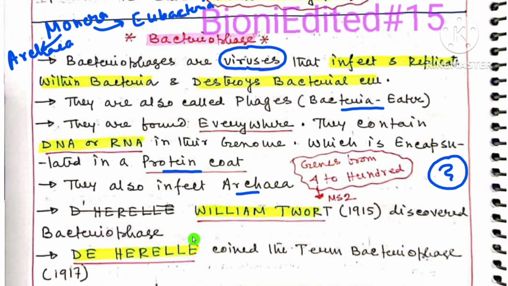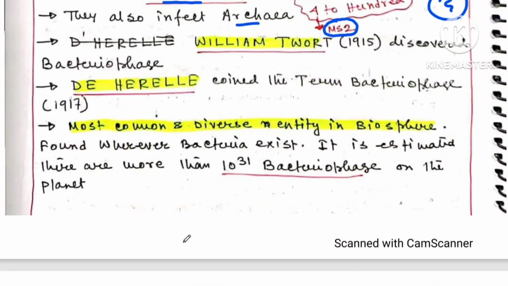Who first discovered bacteriophage? William Todd, in 1915, discovered bacteriophage. The number of genes in bacteriophage may be 4 to several hundred, and only 4 genes are present in MS2 bacteriophage. D'Herelle coined the term bacteriophage in 1917.